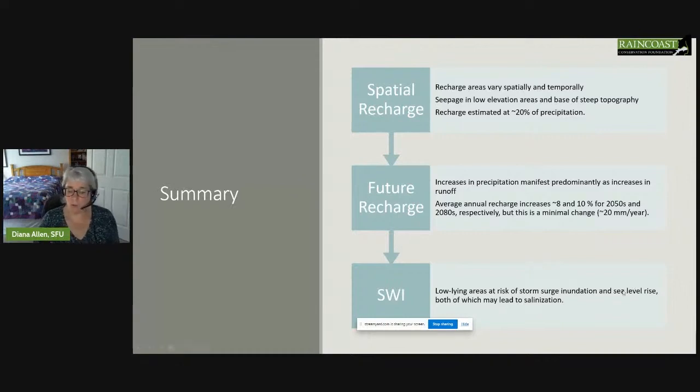And then finally, saltwater intrusion. These low-lying areas are at risk of storm surge, inundation, and sea level rise, both of which can lead to salinization.